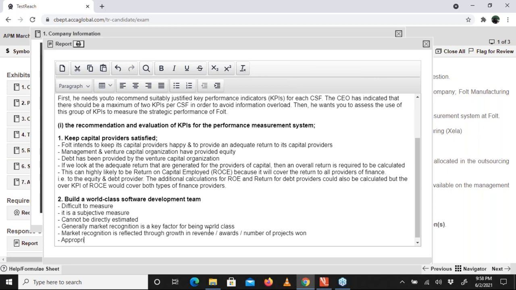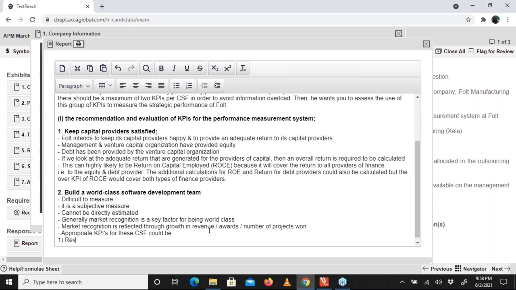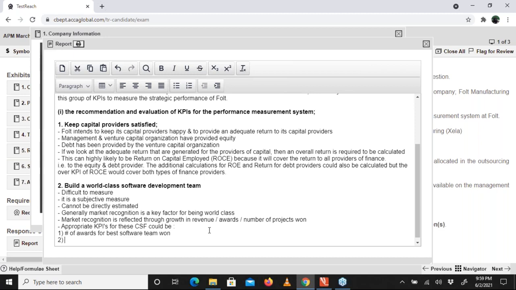So the appropriate KPIs for this CSF could be revenue growth, or the number of awards for best software team. The second thing is the number of projects completed or obtained, which is also going to be an indicator of the market recognition of your skills and capabilities.